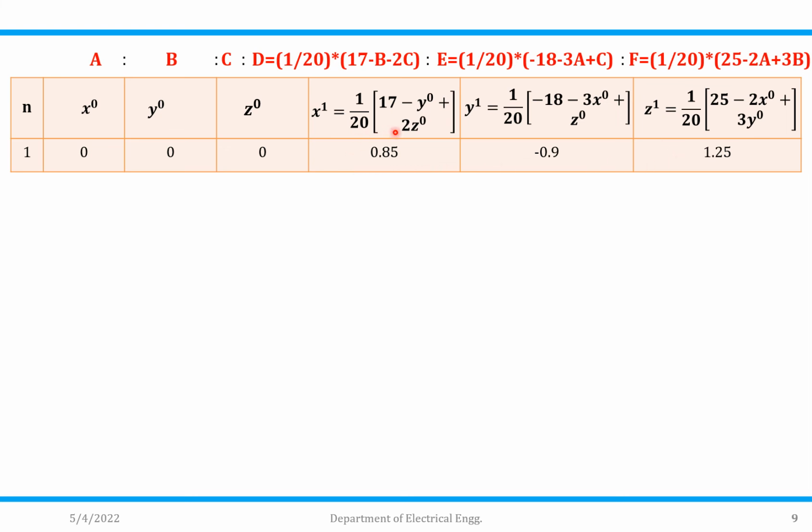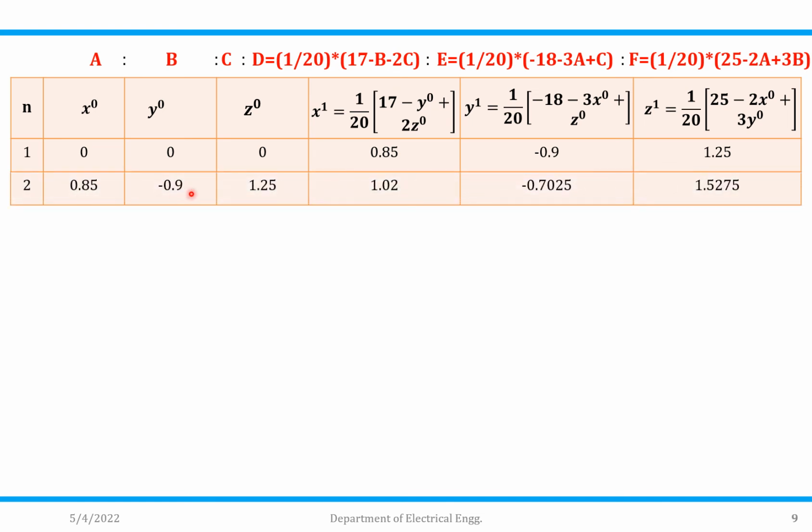Now the same values which come from iteration number 1, you have to use for the calculation of iteration number 2, that is the values of x, y, z in iteration number 2. So that's why here we have written x raised to 1 from the previous iteration as x0 for the next iteration. y raised to 1 from the previous iteration becomes y0 for the next iteration, and z raised to 1 from the previous iteration becomes 1.25, that is z raised to 0 for the next iteration. So again we have calculated the values of x, y, z for the second iteration.